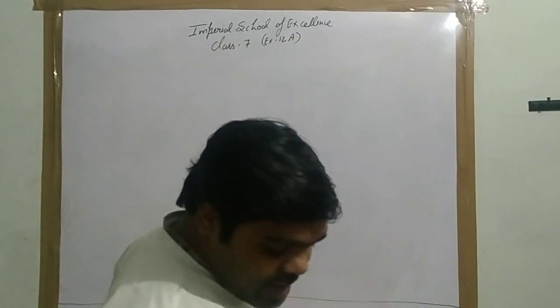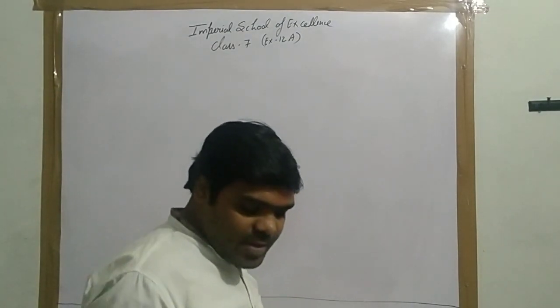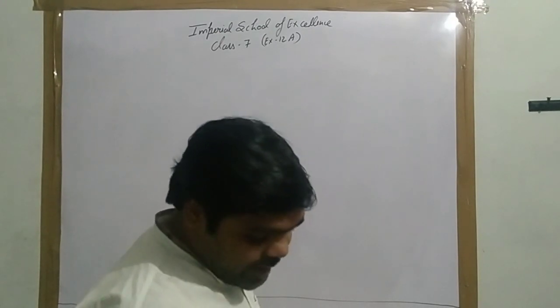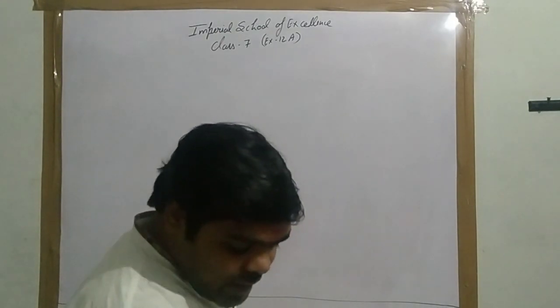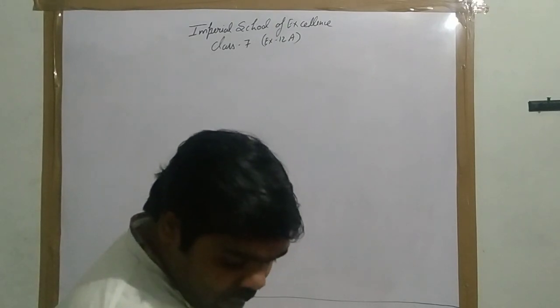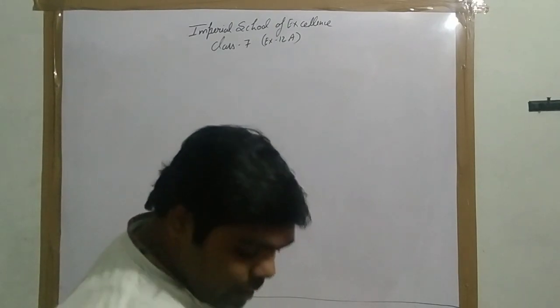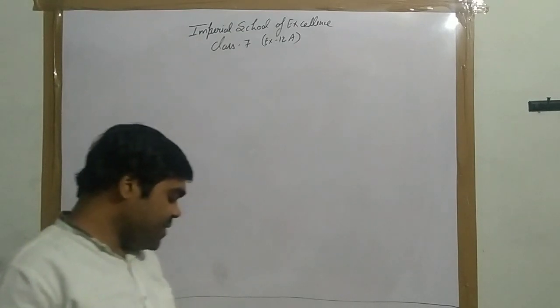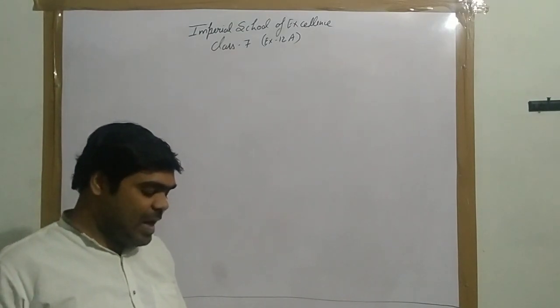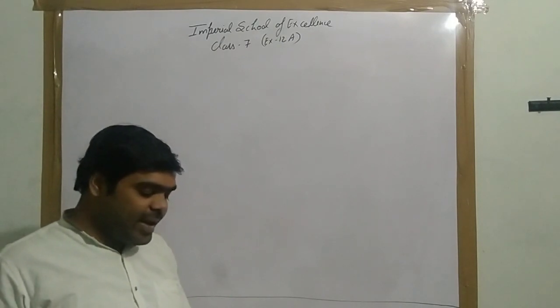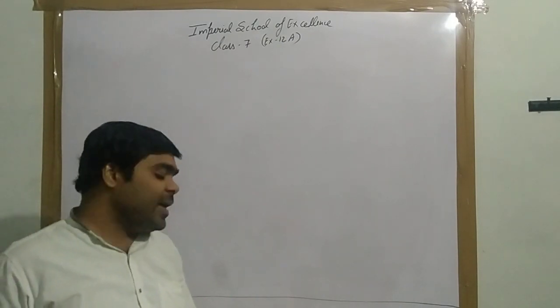In our last class we discussed up to question number 20, and today we will discuss question number 21. Question number 21 is: a sum of money becomes 8 upon 5 of itself in 5 years at a certain rate of simple interest. Find the rate of interest.